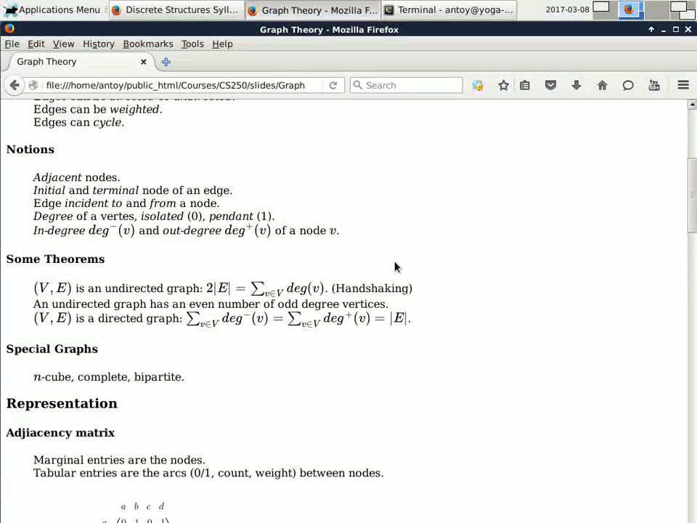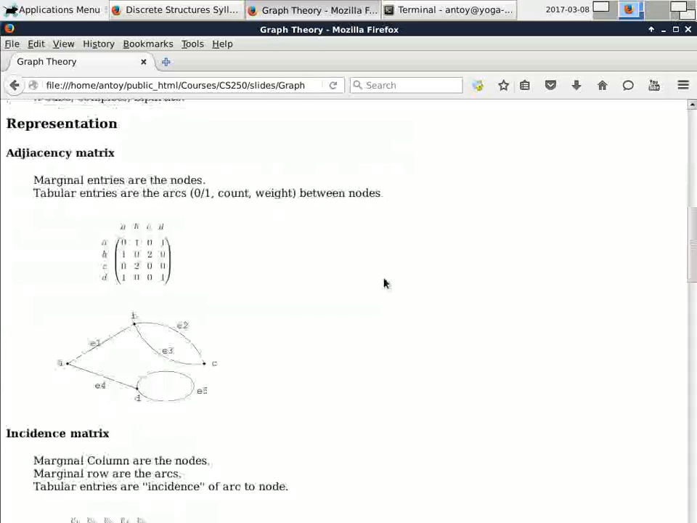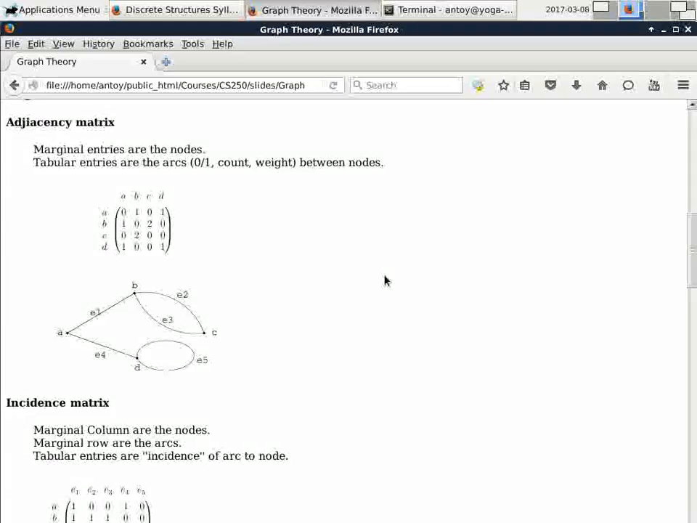After this, we saw the representation of a graph, and we saw three styles. One is the adjacency matrix, where the marginal entries, the rows and the columns, represent the nodes, and a 1 in the matrix means that they are connected, and a 0 means that they are not. If you have a multi-graph, which typically we don't, you can have a count.